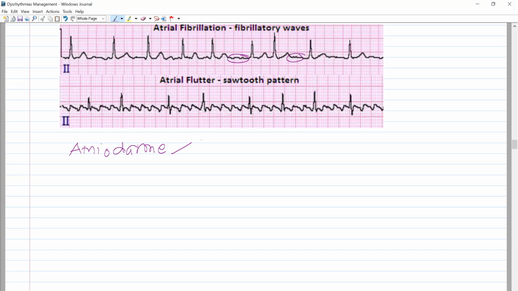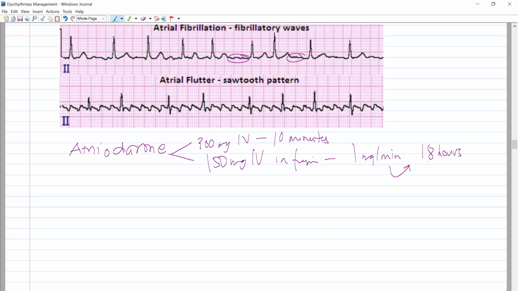First dose is 300 milligrams IV bolus, and you give that within 10 minutes. And then after that, you give 150 milligrams IV infusion, and this runs 1 milligram per minute. This can be given up to 18 hours. And after 18 hours, remember, if your patient's on it, you have to convert the amio IV infusion to PO. Now the amiodarone will be one of the maintenance of your patient.